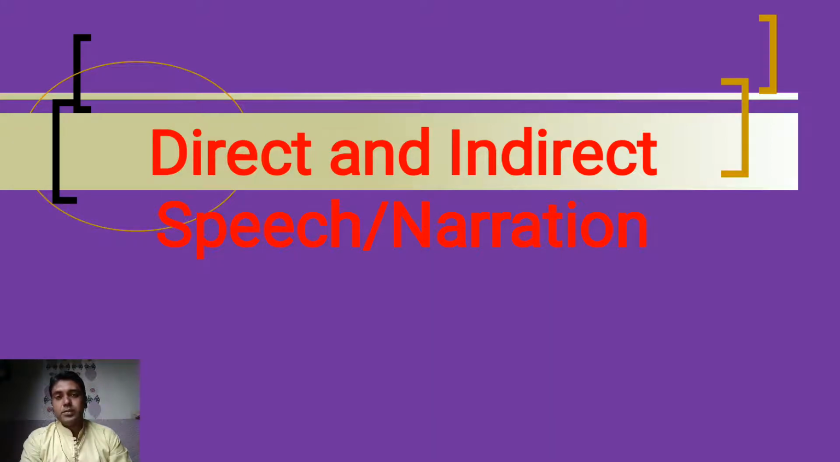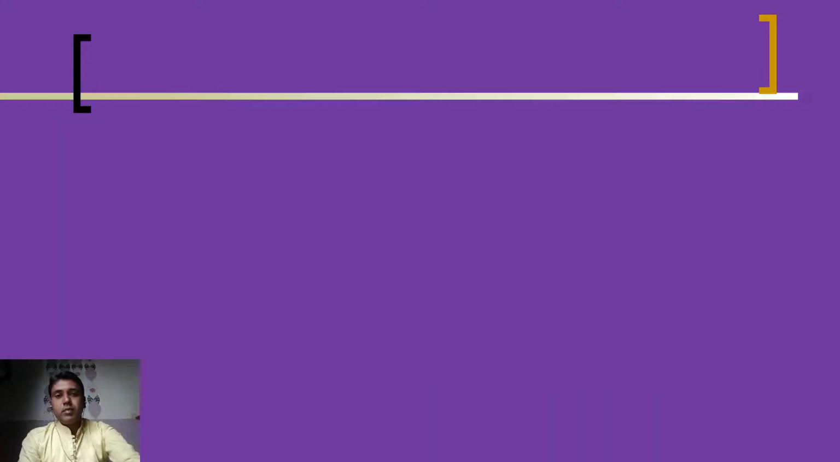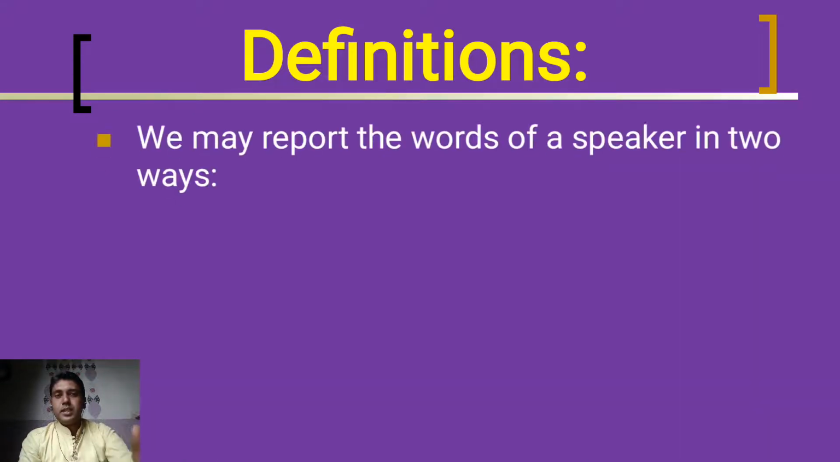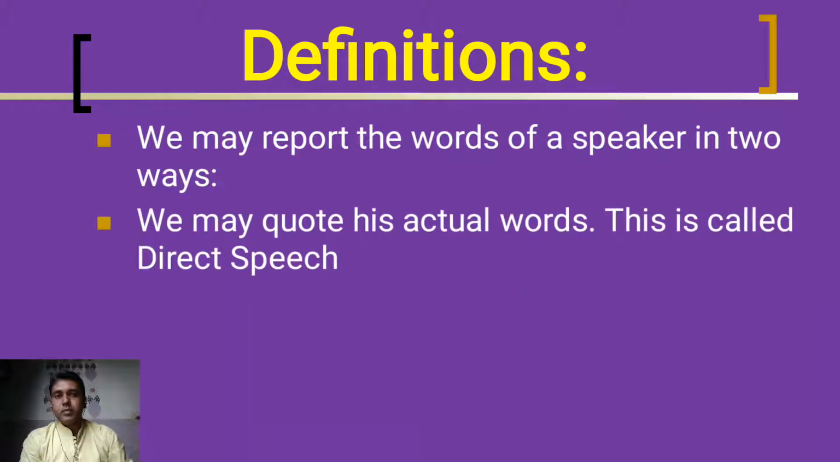So let's see. Here, first of all, we need to discuss the definition of direct and indirect speech. So the definition is like this. We may report the words of a speaker in two ways. And which are the two ways? Of course, these two ways are direct and indirect speech. The first definition is very clear: we may quote his actual words. This is called direct speech.